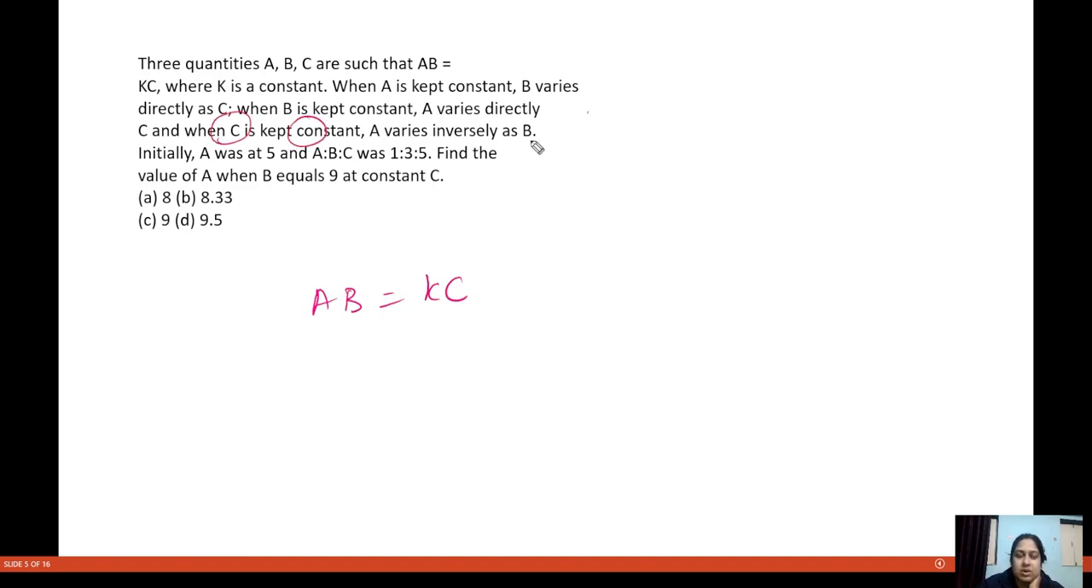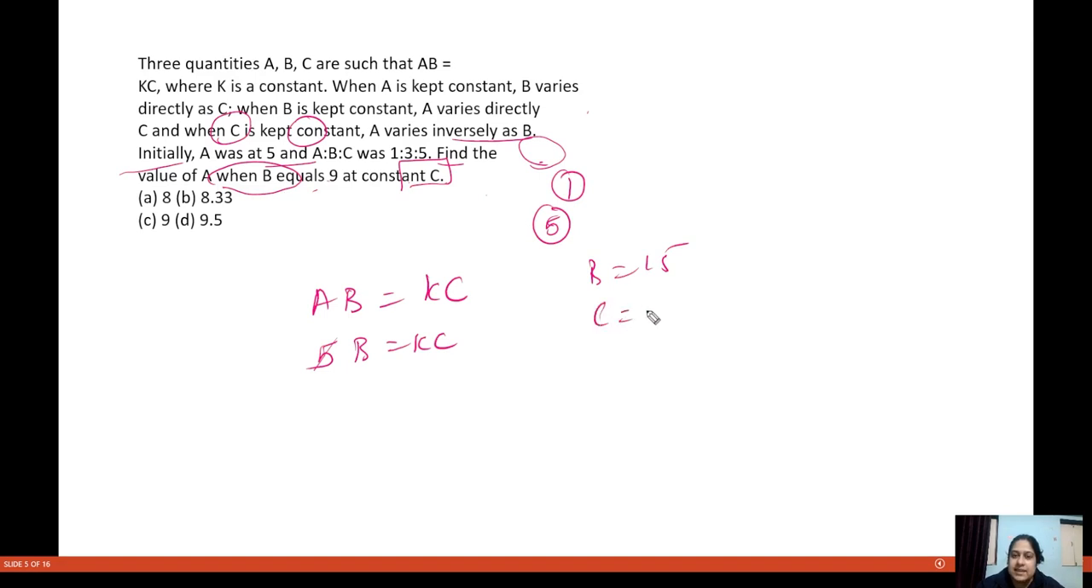So B is equal to KC. And it is given that this is in the ratio when initially A, B, C was 1 is to 3 is to 5. So when it is 1 is to 3 is to 5, if A is 5, that means this is 1. So B is equal to what? 15, and C is equal to what? 5 into 5, that is 25. Now you can put this here, and it is saying C is kept constant. So we'll keep C as 25. From here we get K equal to how much? 3. K equal to 3 only we got.